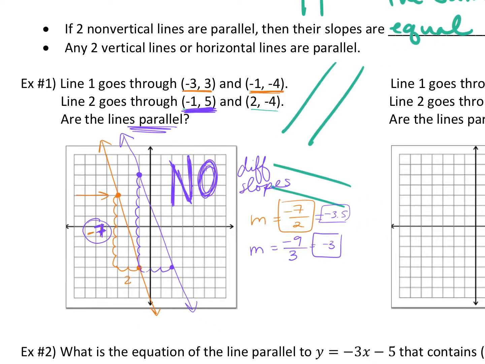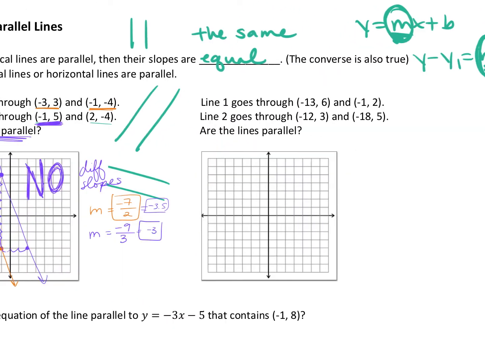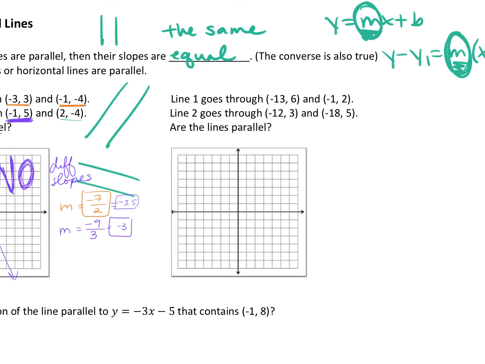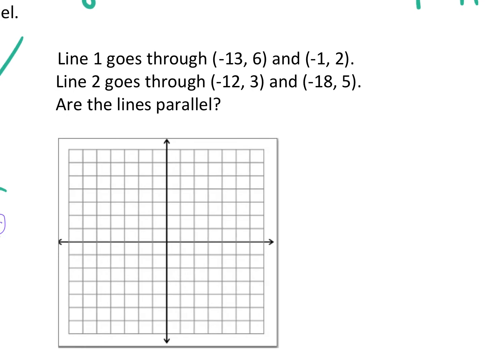Okay, so here's what I want you to do. I'm going to change these numbers. Those fall way off the graph, and I don't want you to have to count by 2s.